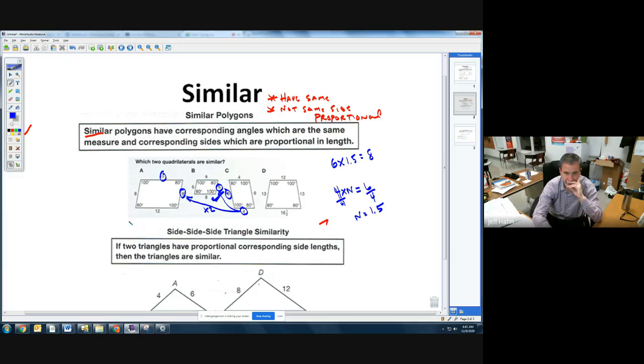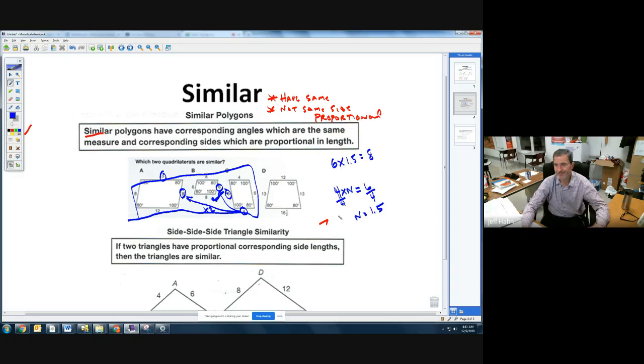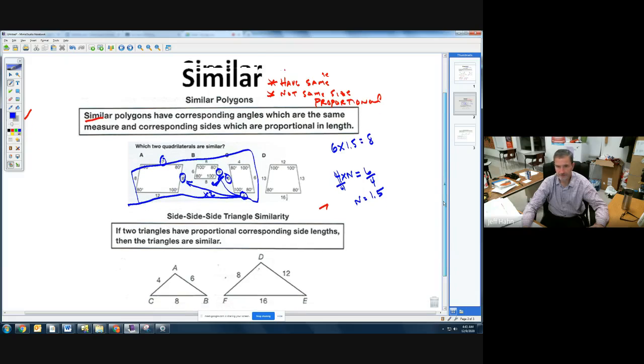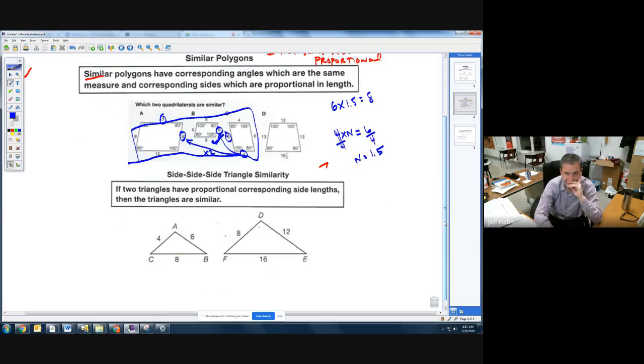Okay, so based on all of that stuff here, they are proportional and they have the same angles. These 3 shapes are similar. Okay, and then to add on to that a little bit down here, we come up with this side, side, side. Now notice this is triangle similarity. And that simply says this: if 2 triangles have proportional corresponding side lengths, then the triangles are similar.